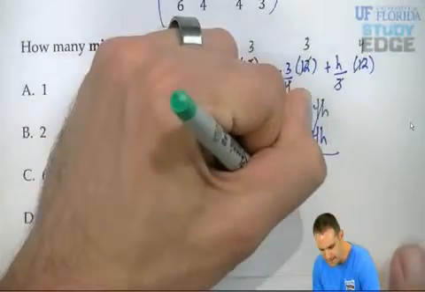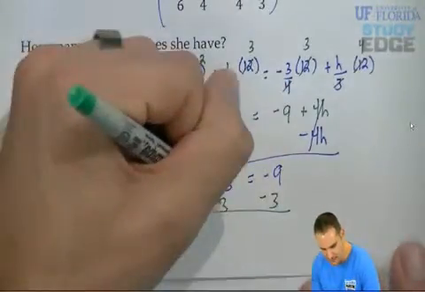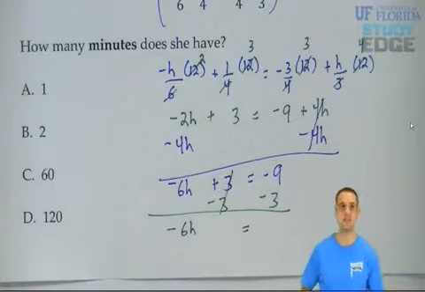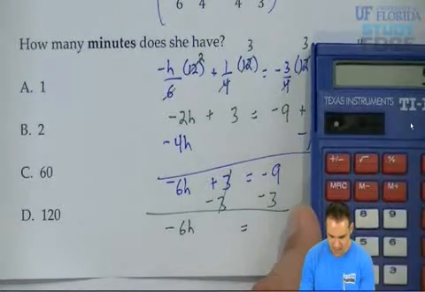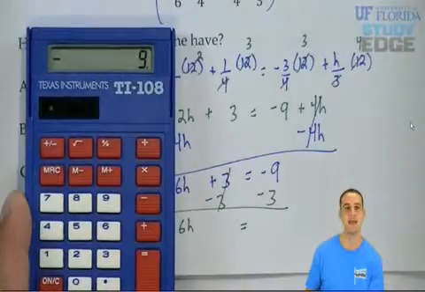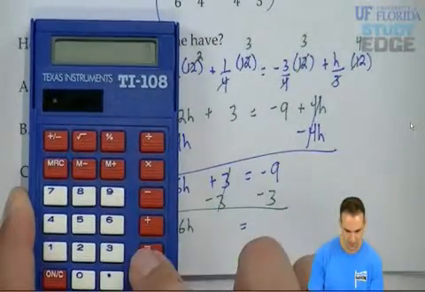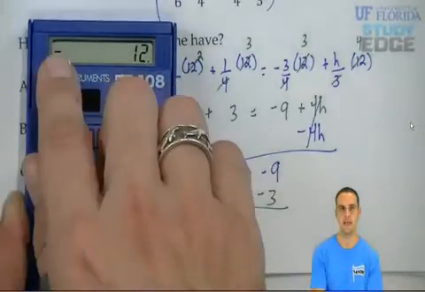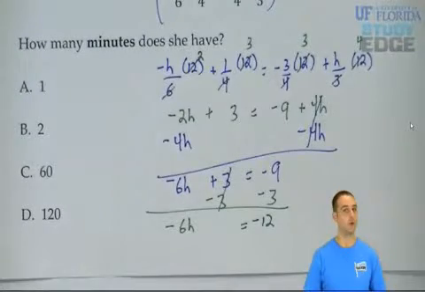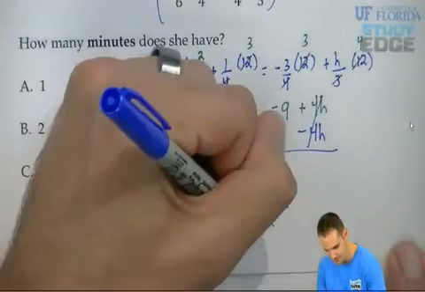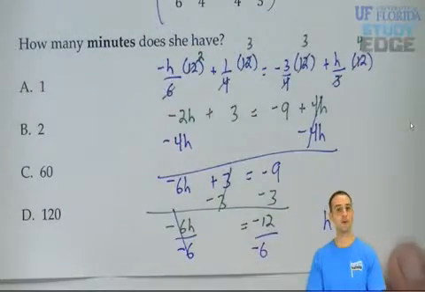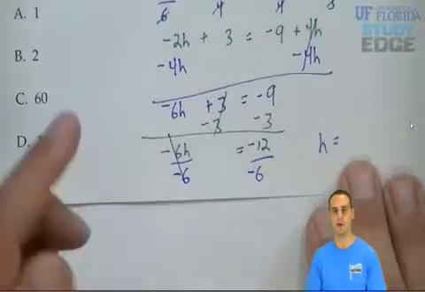Instead of adding 3, minus 3. Negative 6h, 3's cancel. Negative 9 minus 3 more. 9, make it a negative, minus 3 more is negative 12. Negative 12. What do I divide both sides by to finish this up? Negative 6. And h will equal, negative over negative is positive, and 12 over 6 will give you 2.